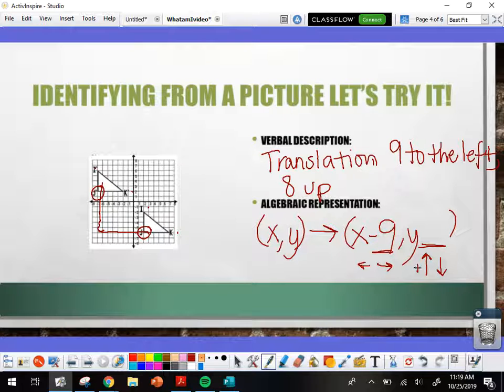Up means that it became positive. Down means that it became negative. So we know that it went up 8, so we're going to add 8. And there's our algebraic representation.